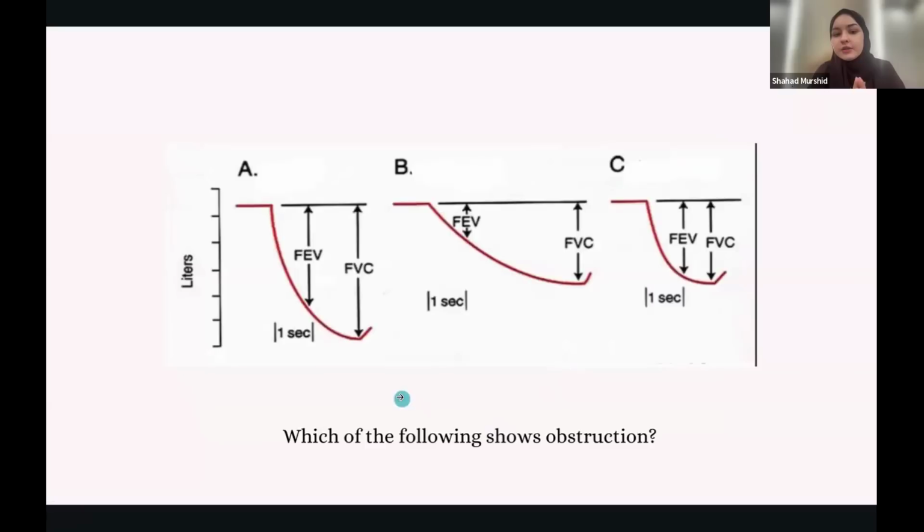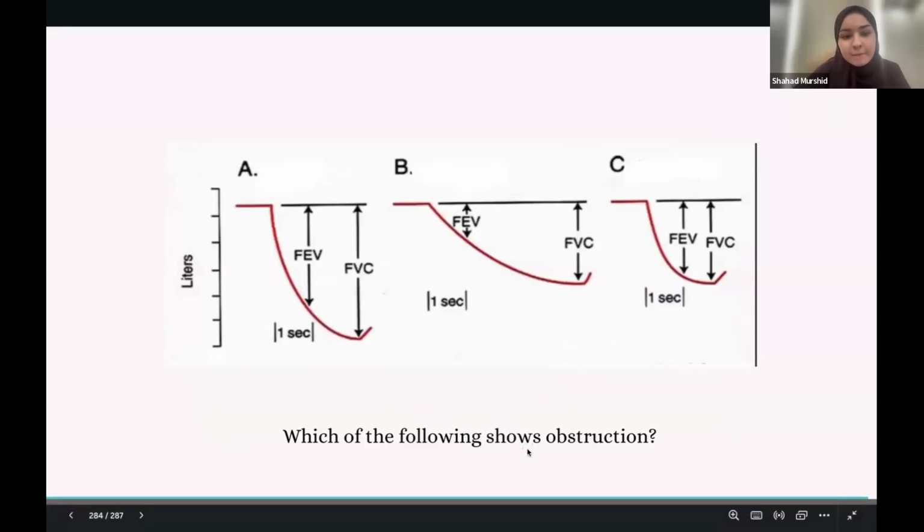And okay, now again, this is a question: which of the following shows obstruction? So you guys can go over this again later.